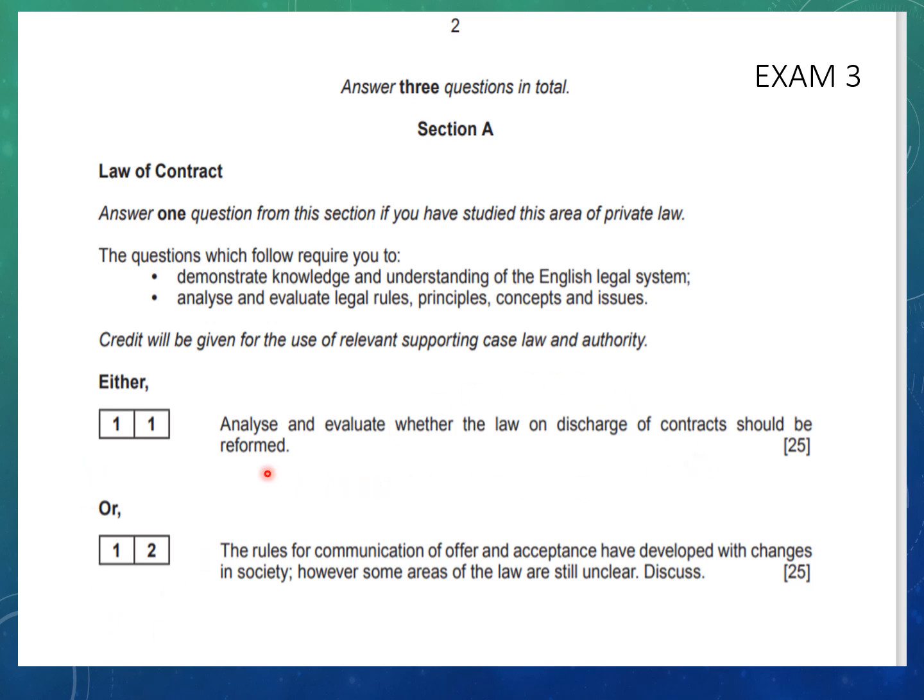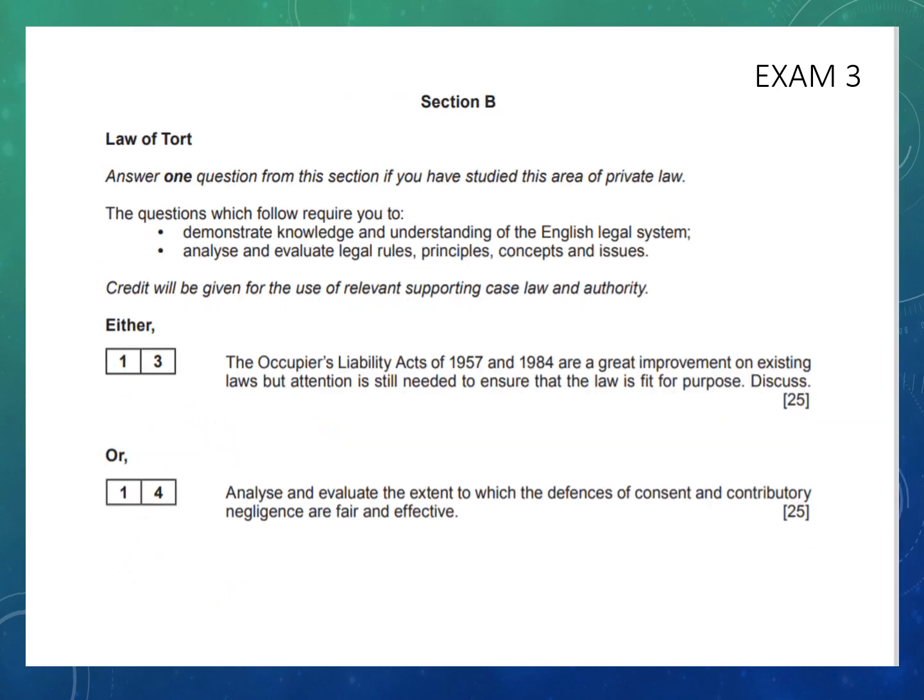So one of them is asking you to analyse and evaluate on discharge of contract, and the other one is asking you to evaluate the law on offer and acceptance. So probably most of you would like this one best. Remember, I do have some model answers on my channel that go through good answers to these questions, but you would answer whichever of those you prefer.